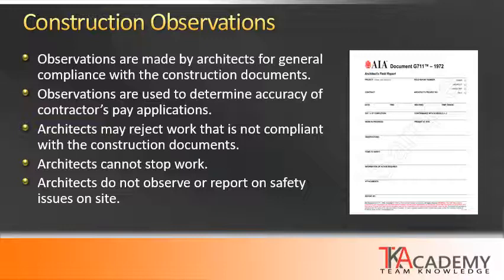So another reason for an architect to perform construction observations is for determination if there is work that is of poor quality or non-compliant, that they can identify that. An important thing to note here is that architects are not authorized to stop work. Only the owner can do that. So if there are issues on site, the architect can advise the owner, but the architect cannot stop the work for any reason. They do not have that authority.